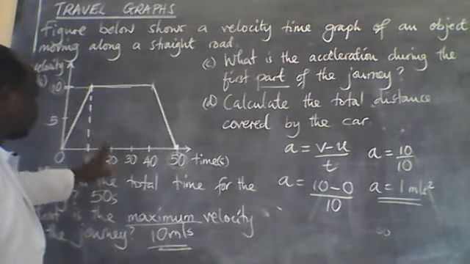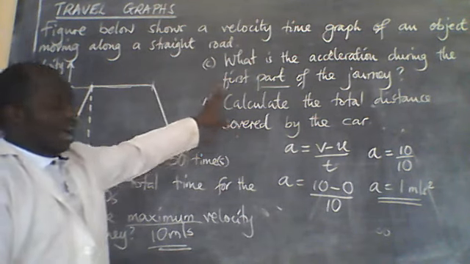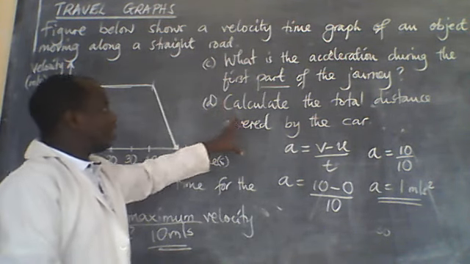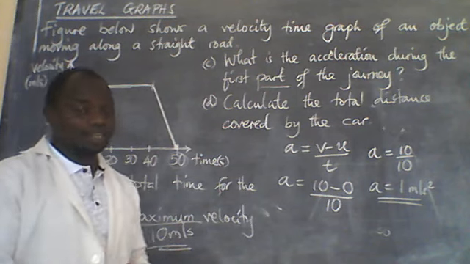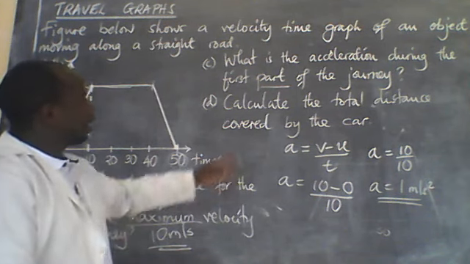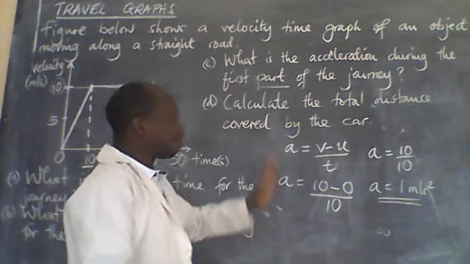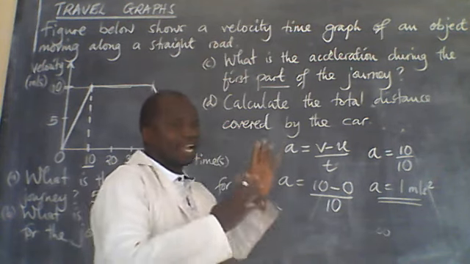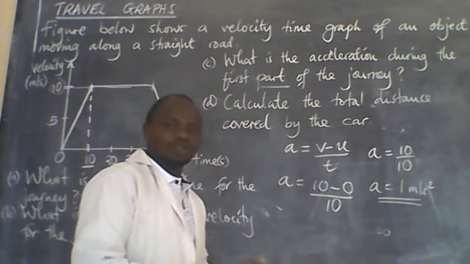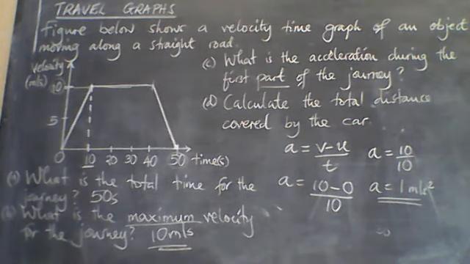Ends there. Okay? Now, the other part here. This is where you have to pay attention. It says, calculate the total distance covered by the car. What is the total distance covered by the car? Okay?